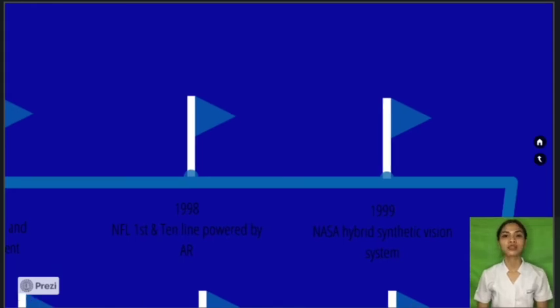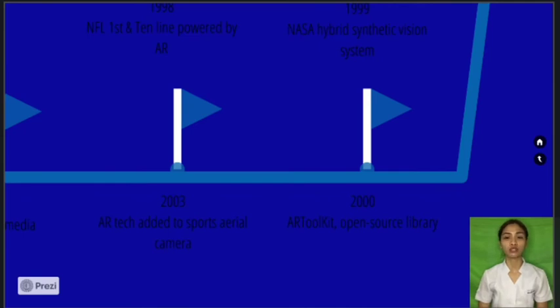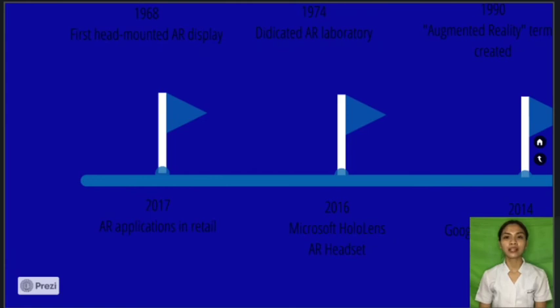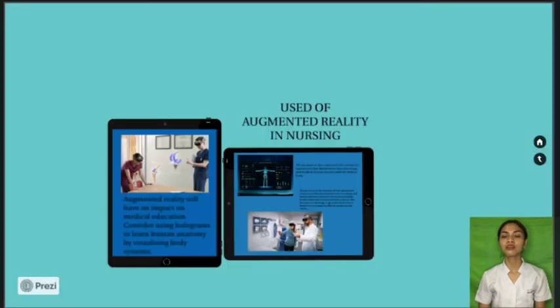In 2000, ARToolKit open source library. In 2003, augmented reality tech added to sports aerial camera. In 2009, augmented reality in print media. In 2013, automotive industry leverages augmented reality. 2014, Google Glass wearable augmented reality tech. In 2016, Microsoft HoloLens augmented reality headset. And last, 2017, augmented reality applications in retail. And that concludes the augmented reality timeline.